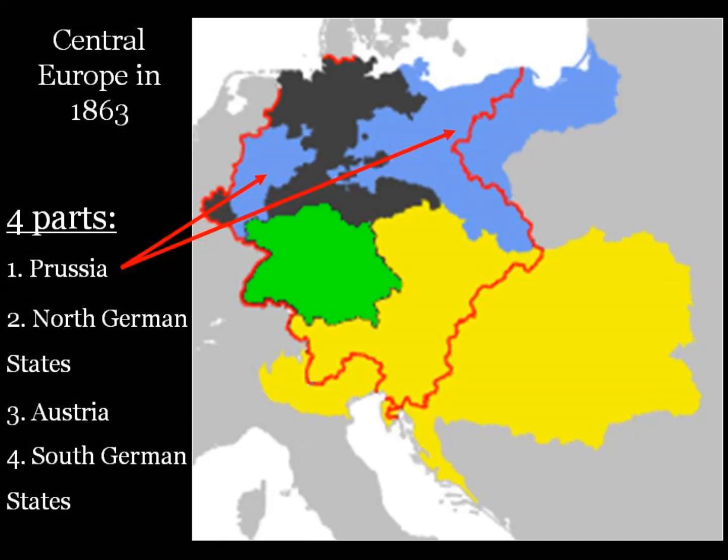The first part of Central Europe was the state of Prussia. Prussia is the light blue portion of this map. William I was the king of Prussia, and Bismarck was Prussia's chancellor. The characteristics of Prussia that are important for us to remember are as follows. First, it was a fragmented state. It did not connect with itself, and you needed to travel across foreign countries to visit the entire state.